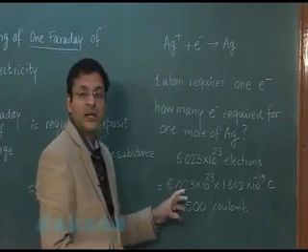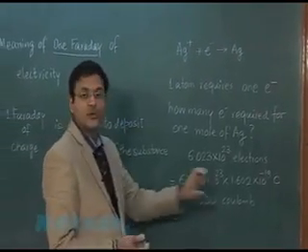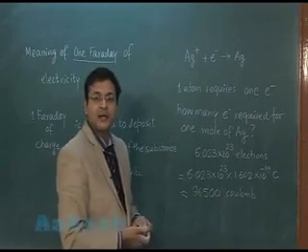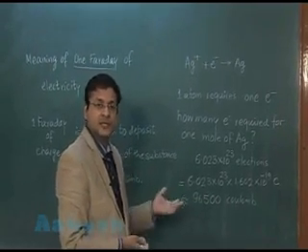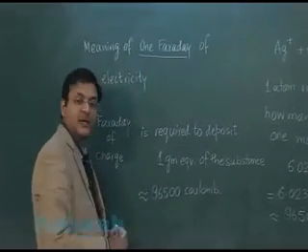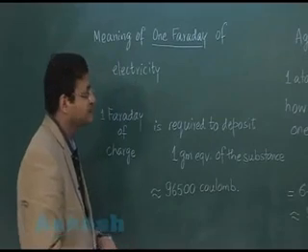Always 96500 coulomb will be required to deposit 1 gram equivalent weight of the substance, and that is called 1 Faraday of electricity. The value is approximately 96500 coulomb.